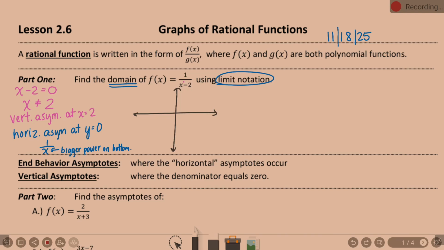What do you know about this graph? There's going to be a vertical asymptote at 2. There's that invisible dotted line that my graph never crosses or touches. And what else did we just talk about?